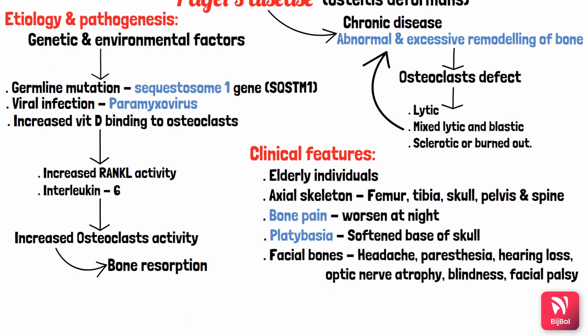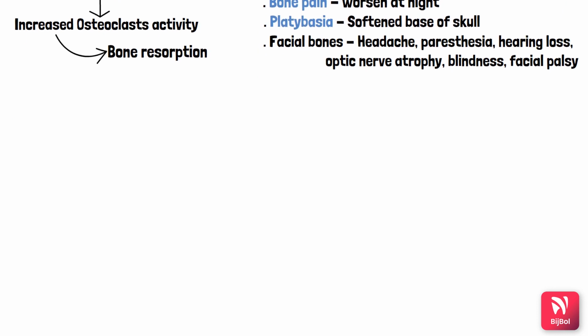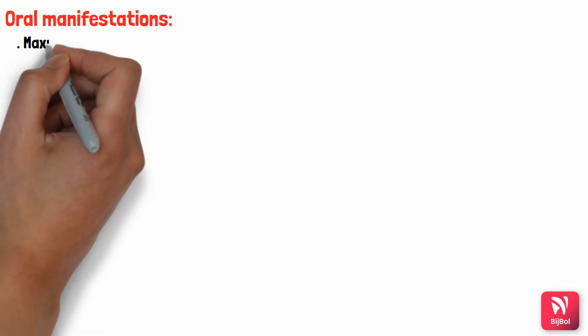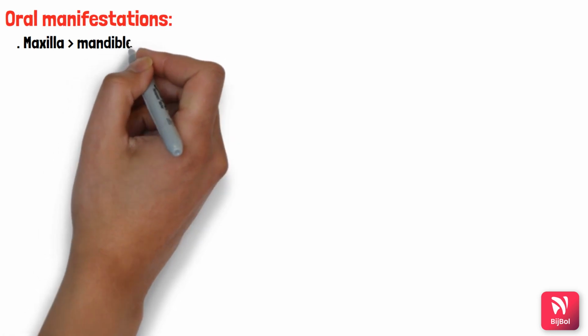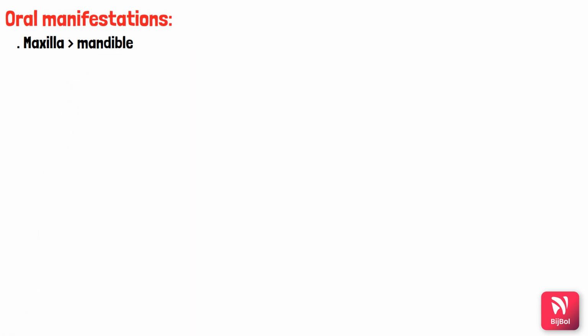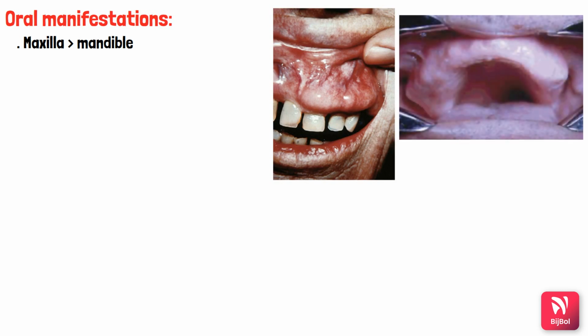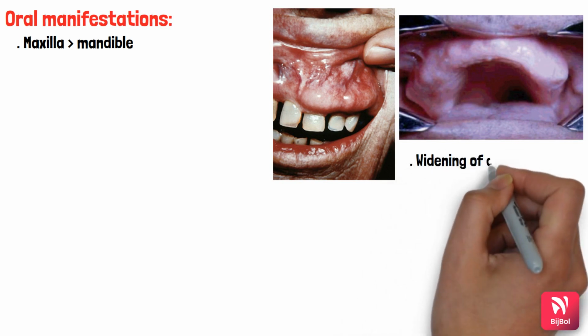Now let's see oral manifestations in Paget's disease. Both the jaws are involved, but the maxilla shows a higher incidence than the mandible. In the jaw bones, there will be progressive enlargement of the jaws, and this results in widening of the alveolar ridge as well as flattening of the palate, as you can see in the second picture.